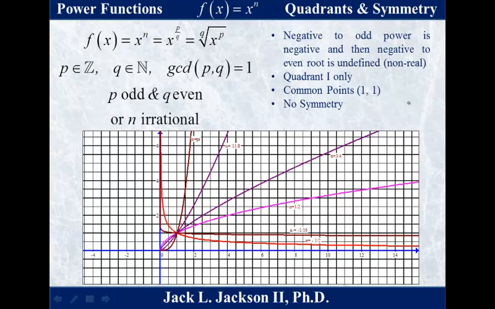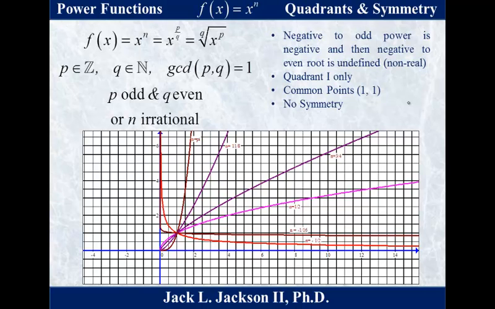Now what if we have an odd over an even? If we have an odd over an even, again, we know the first quadrant. What do we do about the negatives? Well, a negative to an odd power is negative, but then when we take an even root of a negative, we get a non-real number. Now, for our purposes here at graphing, we only want to graph things when it's real inputs, real outputs. So for our purposes, an even root of a negative is undefined here. So these functions are undefined when x is negative, and so they're quadrant 1 only. And they all go through 1, 1, of course. And these don't have any symmetry to them. They're only just the first quadrant.